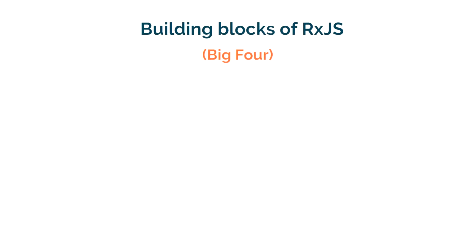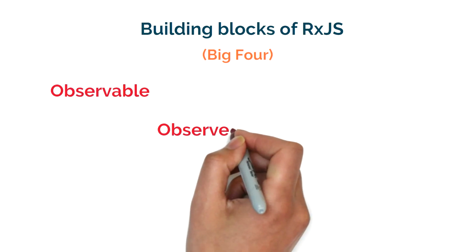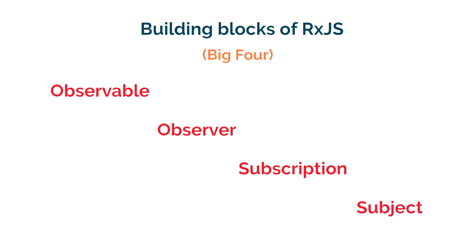In the previous video, we learned the basic building blocks of RxJS. We discussed the four main concepts: observable, observer, subscription, and subject. Then we explored observables in detail. We learned how an observable works, its life cycle, how it communicates with an observer, and several other important concepts. We also created an observable manually using the observable constructor.